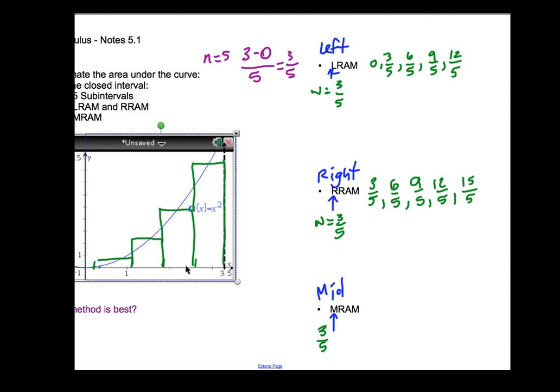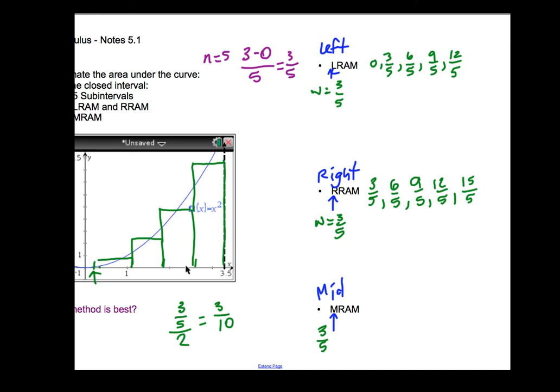Well, how do you find the middle of the partition that you've chosen? Well, our partitions are 3/5 of a unit wide. So to find the middle of that very first partition, I want to divide that by 2. Okay? And when I do that, I get 3/10. So this is going to be 3/10 is my first one. So right over here, really close to 0.